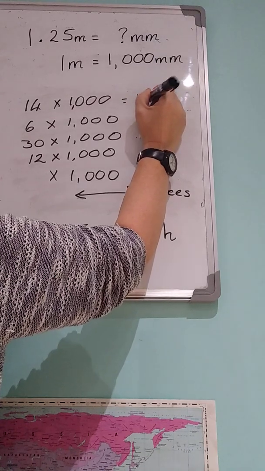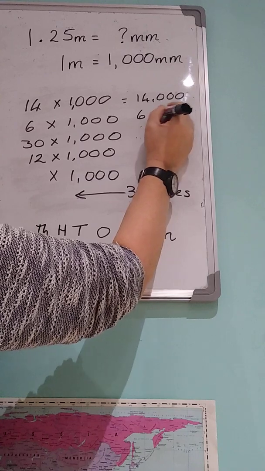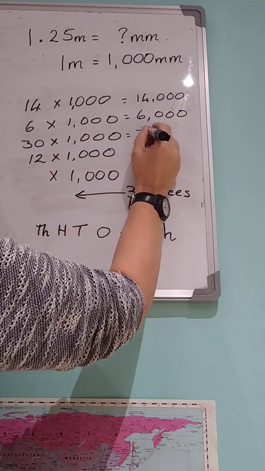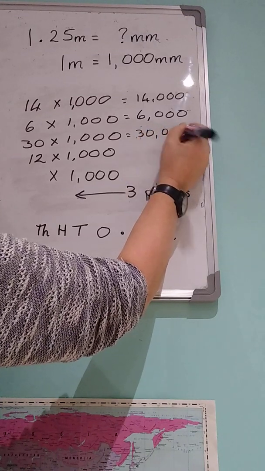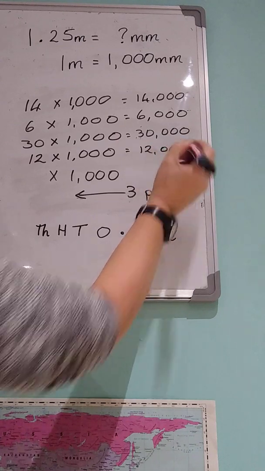14 times 1,000 is 14,000. 6 times 1,000 is 6,000. 30 times 1,000 is 30,000. 12 times 1,000 is 12,000.